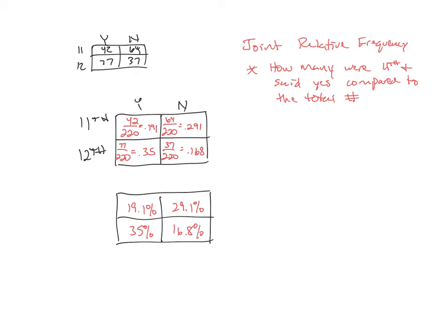Okay, so that's joint relative frequency. Everything that I did in red. Okay, then we have, and you're comparing. They call it a joint relative frequency because it's 11th and yes, and it's 11th and no, and it's 12th and yes, and it's 12th and no. It's two things in conjunction.